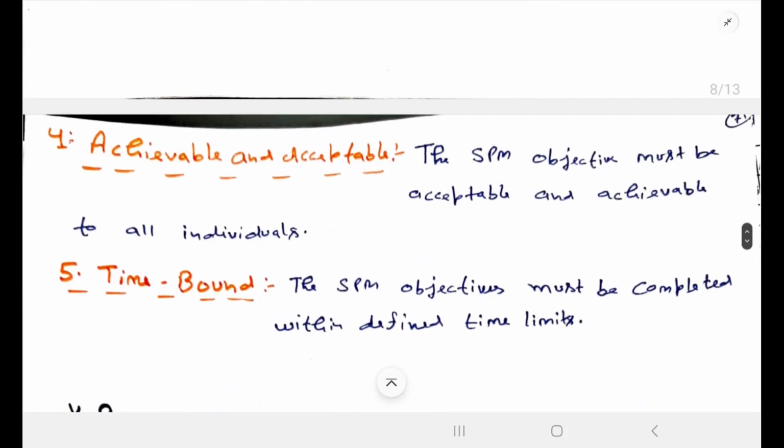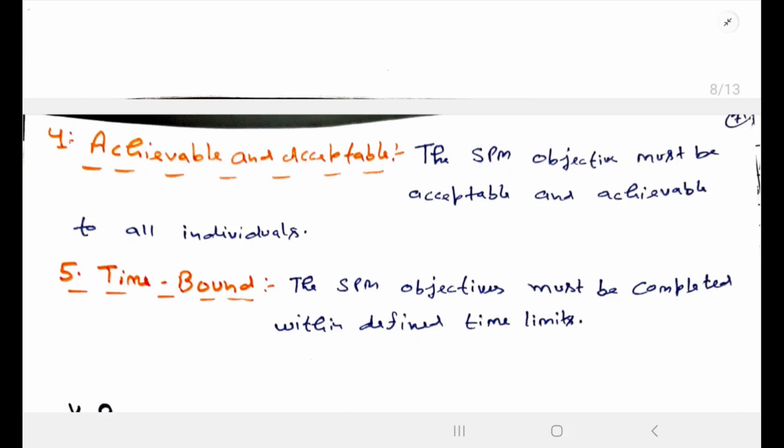The next one is achievable and acceptable. We can say achievable, attainable, these two things are equivalent, or by time we can say acceptable. The SPM objective must be acceptable and achievable to all individuals. The objective should not be one which cannot be achievable, as if you make an objective that a particular software will predict your future. So the objectives should be realistic and achievable.